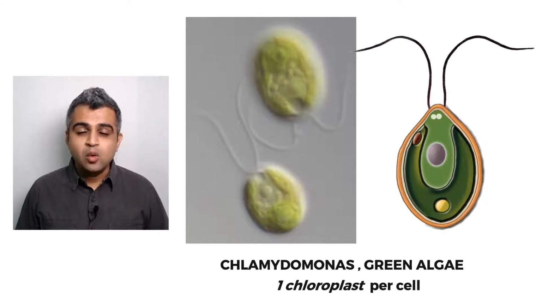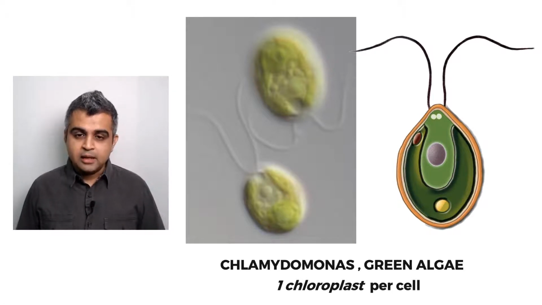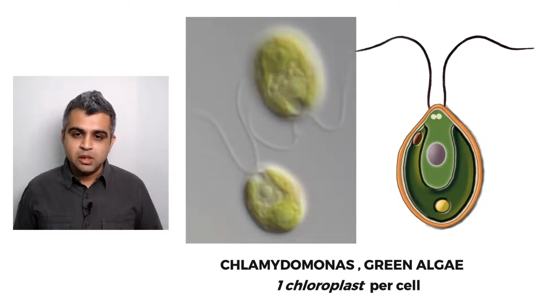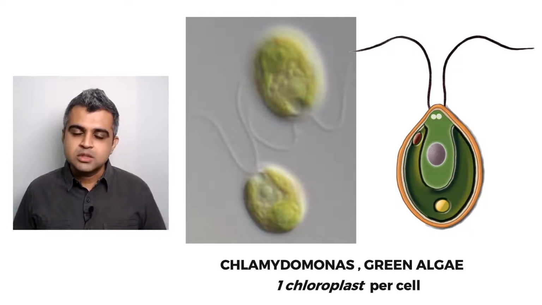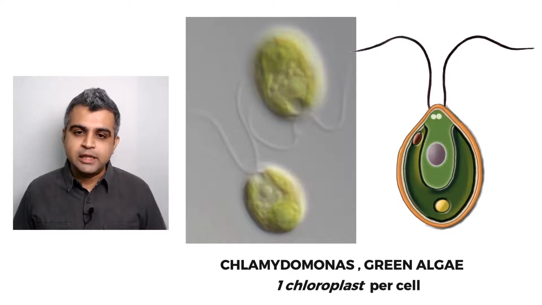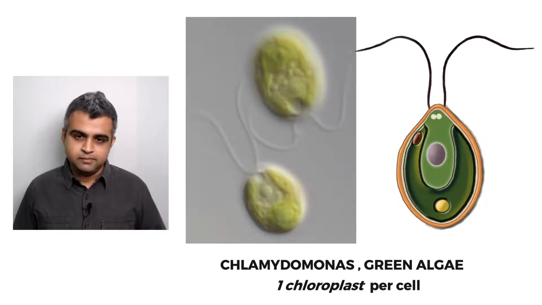So just like how nuclei can vary in number from cell to cell, even chloroplasts can vary in number from one in a cell like Chlamydomonas, to the mesophyll cells of most green leaves, which are going to have anywhere from 20 to 40 chloroplasts per cell.